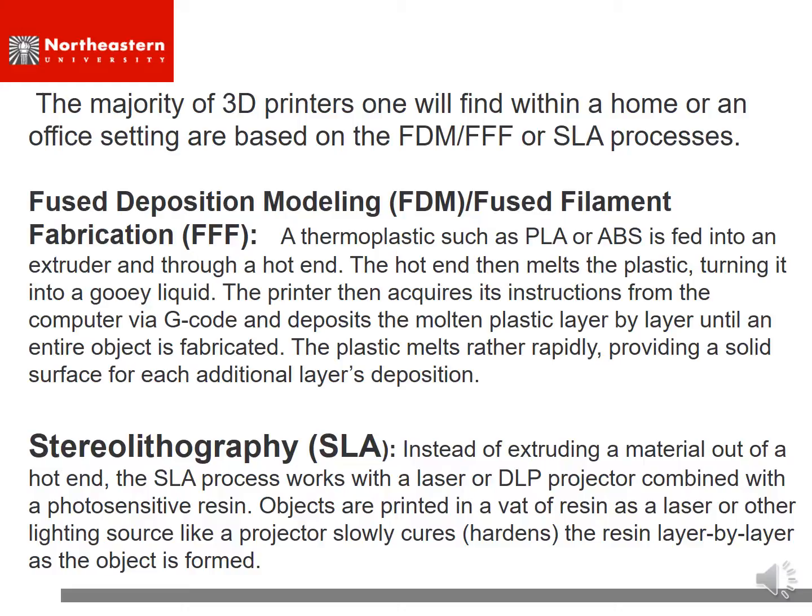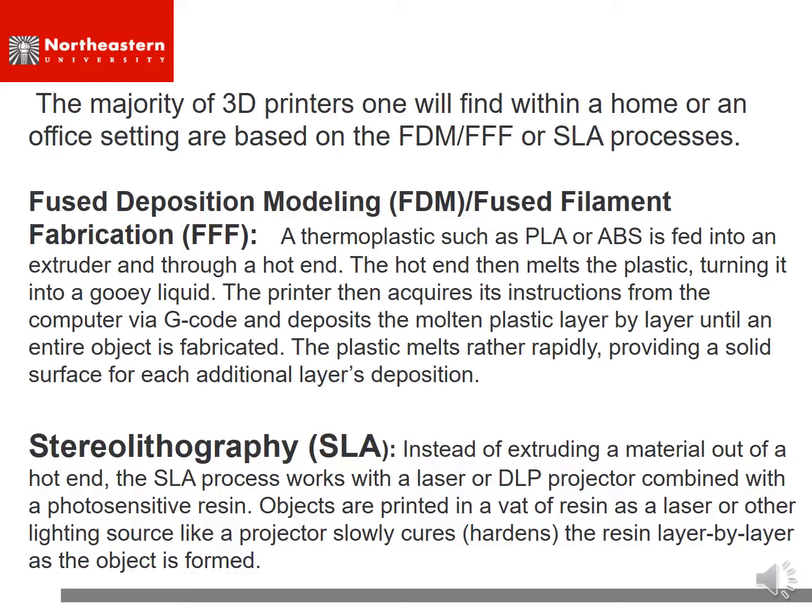There are really two types of 3D printing. One is FDM or FFF. That is a thermoplastic, like a PLA or an ABS material that's fed into an extruder, melted, and then layered onto a hot plate and kind of stacked up to create the product. As it cools down and hardens, it creates the product or the prototype.